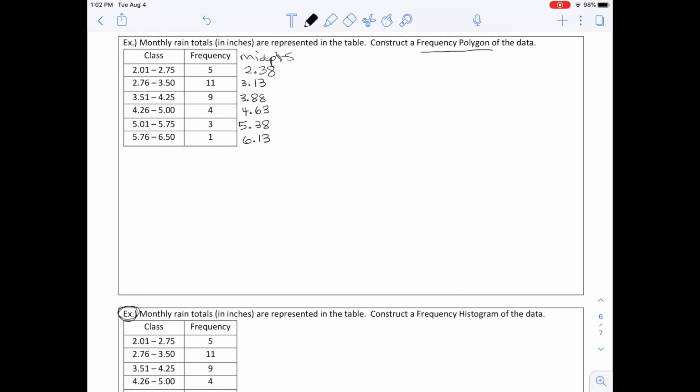So I have listed all the midpoints for all of our classes for the monthly rain totals. From here, we're going to make our frequency polygon. And I want you guys to remember that we do have to draw lines for polygons to extend down on the left and the right side to the horizontal axis. So I'm going to keep that in consideration as I build my polygon. I have a vertical axis, and I'm going to have a horizontal axis. My vertical is going to show the frequencies. The smallest frequency that we have is 1, and this goes all the way up to 11. So I am going to count by ones.